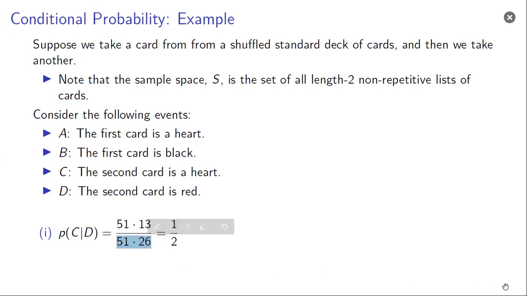Now for the total number of possibilities, for the second card we have 26 possibilities, because we're given that the second card is red. So the second card could be any of the 26 red cards, and the first card could be any of the 51 other cards. The 51s cancel out. We're left with 13 over 26, which is 1/2, which kind of makes sense as well.